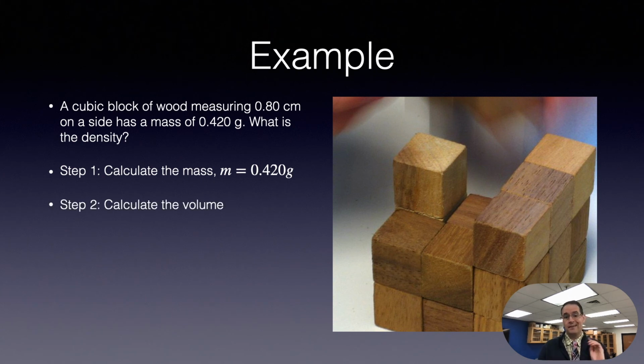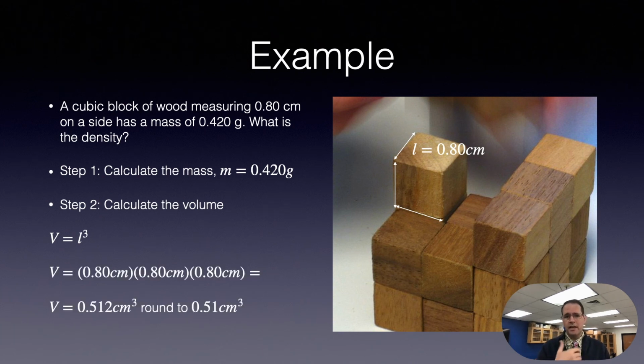All right. Now step 2, you want to calculate the volume. Now we know the volume formula for a cube is the length cubed, okay? And so if you look at this little figure here, the length and the height and the width are all 0.80 centimeters. So we can plug it into this formula and we get 0.512 cubic centimeters on our calculator. But remember, 0.80 has only 2 significant figures, so we want to round that off to 0.51 cubic centimeters.